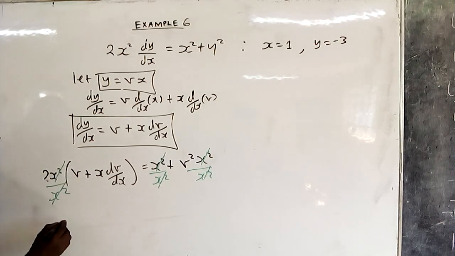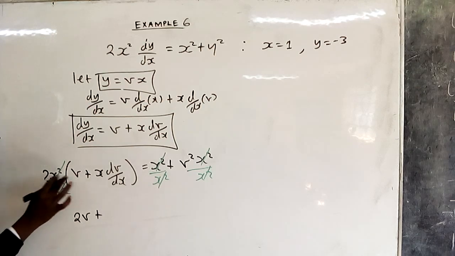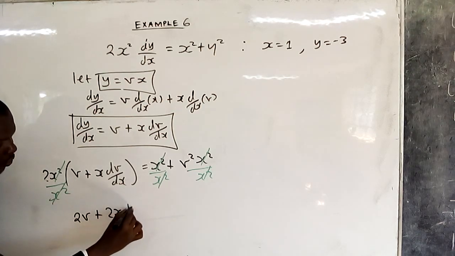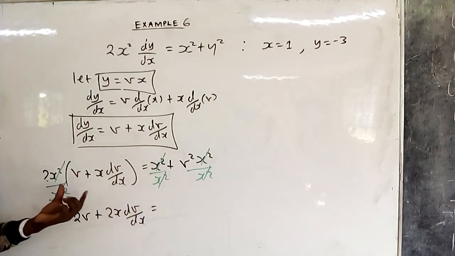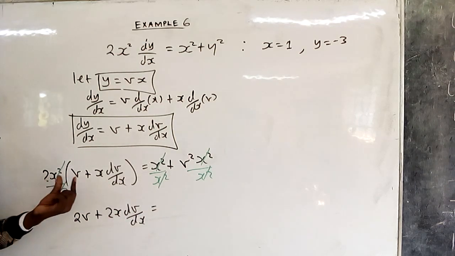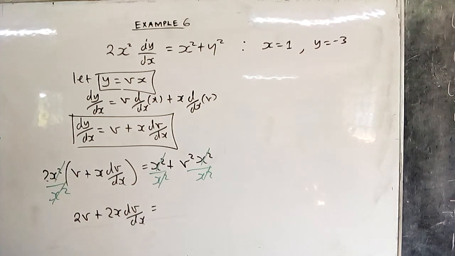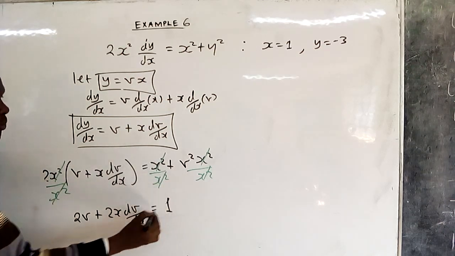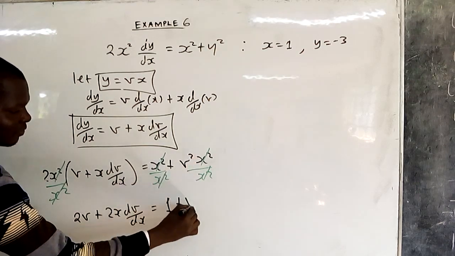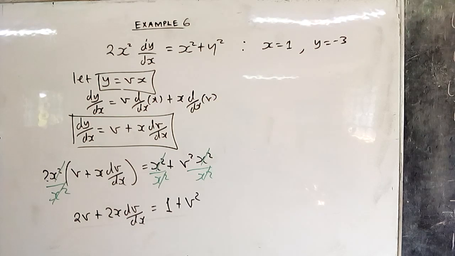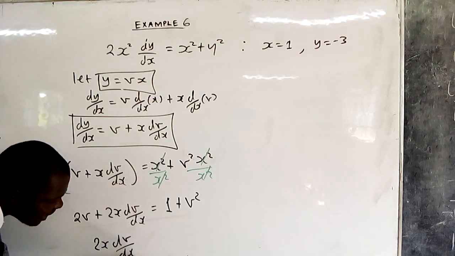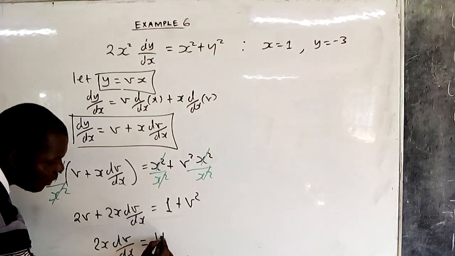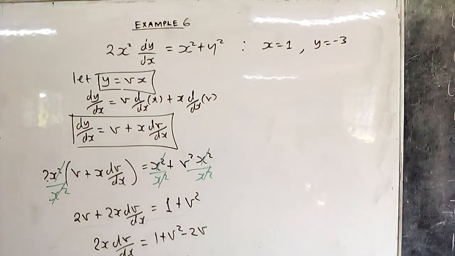2 times v, you get 2v plus 2 times x dv over dx, you get 2x dv over dx. You open this bracket, outside we are left with the 2 multiplying everything inside. The other side, this divided by this, you remain with 1, then plus v squared. So from here your 2v, if you take it to the other side of the equation, you get 2x dv over dx equal to 1 plus v squared minus 2v. Are we together?